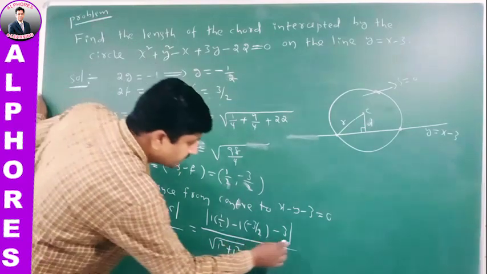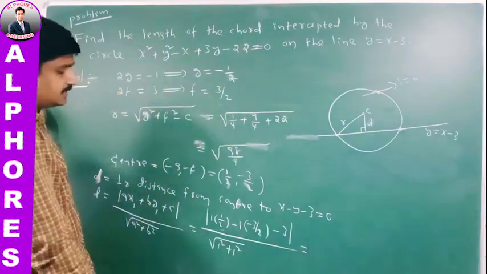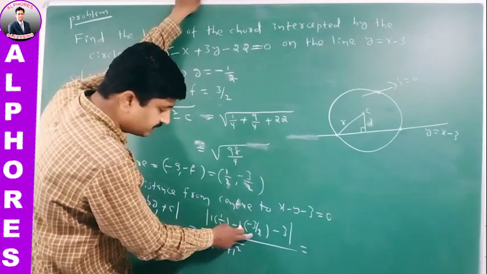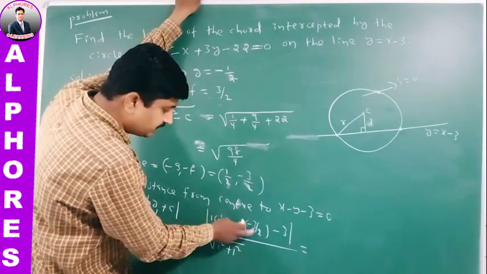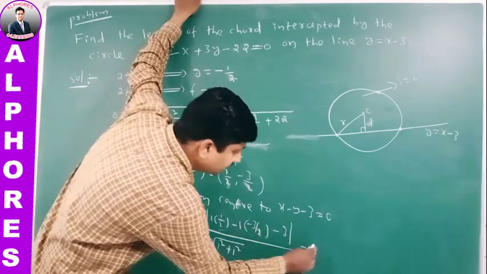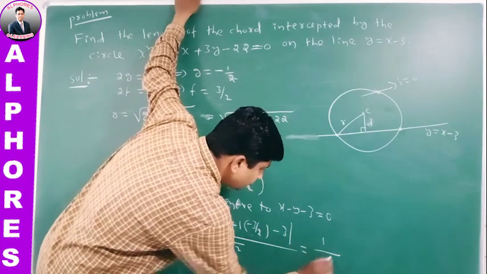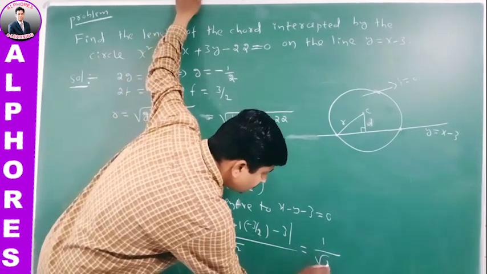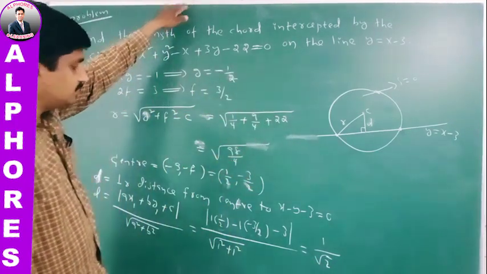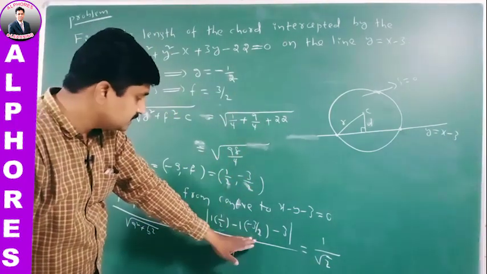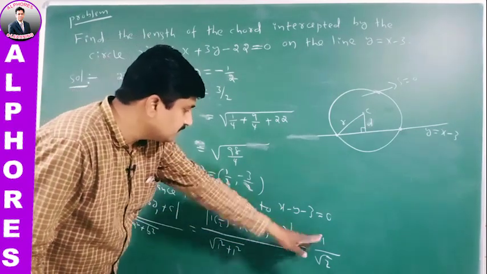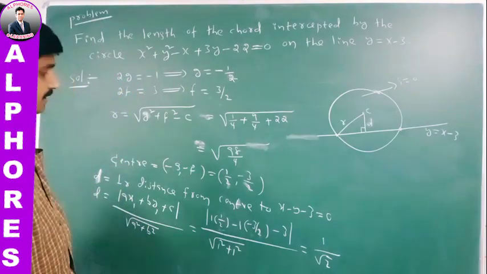Therefore, in the numerator it is 1 by 2 plus 3 by 2, which means 4 by 2, it is 2. 2 minus 3 is minus 1. Modulus of minus 1 is 1, under root 2. Here D equals 1 by root 2.